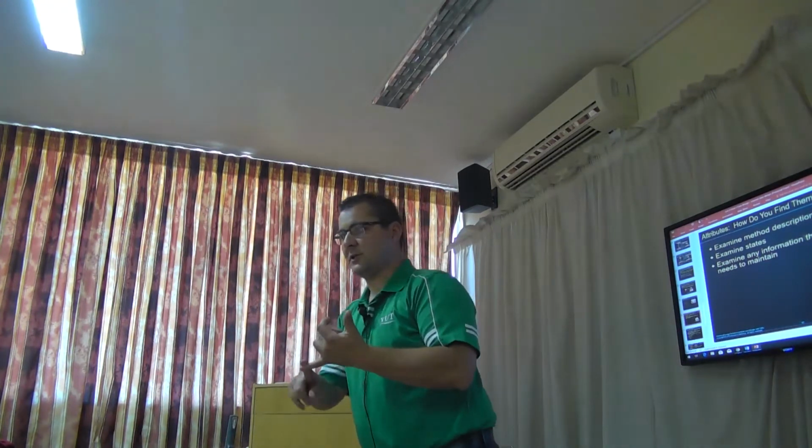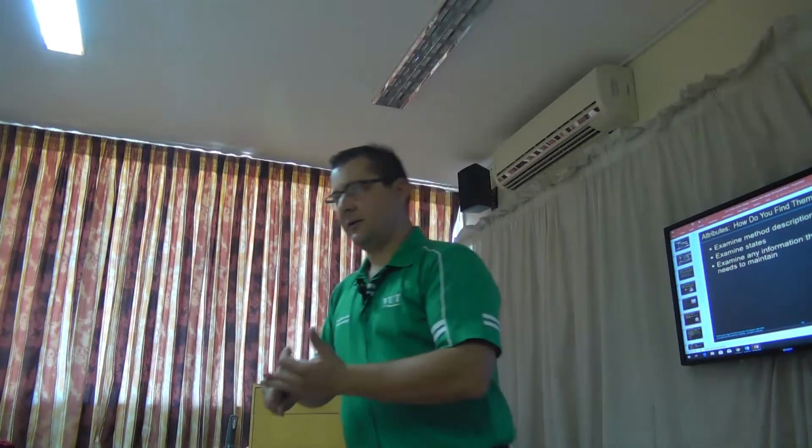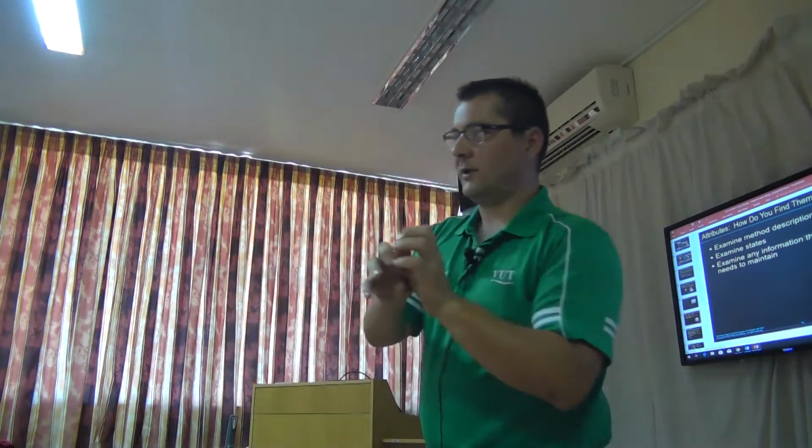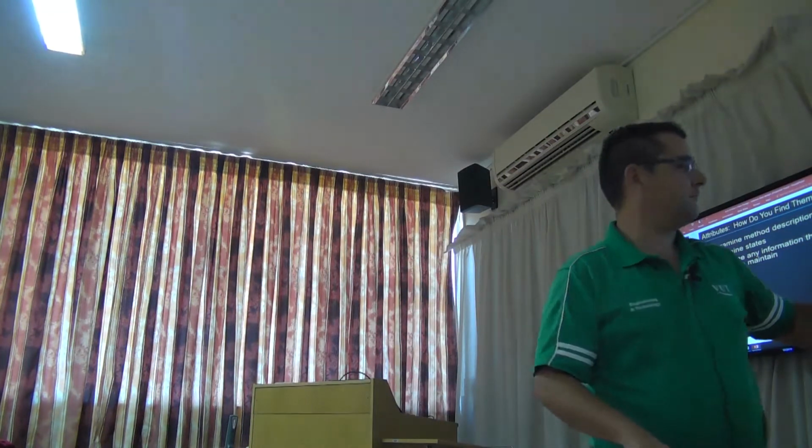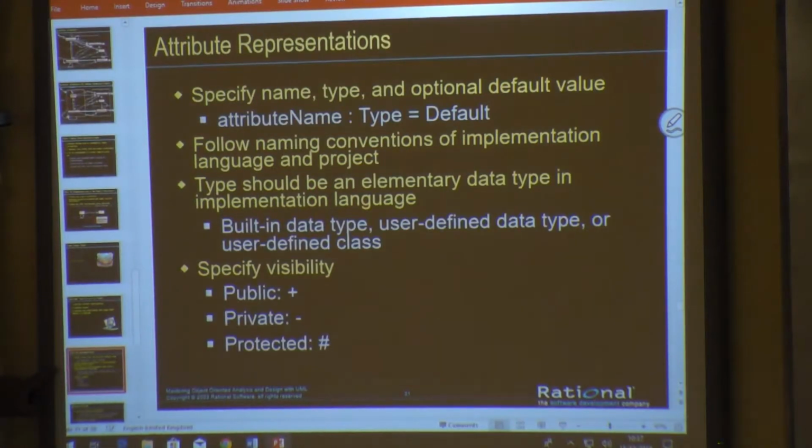The original use case specification, the noun extraction, the CRC codes, a lot of your analysis information can be dragged in here and used to identify the attributes. Then for attributes, we can define the actual name appropriately, the type, and the optional default value if there is a default value for them.